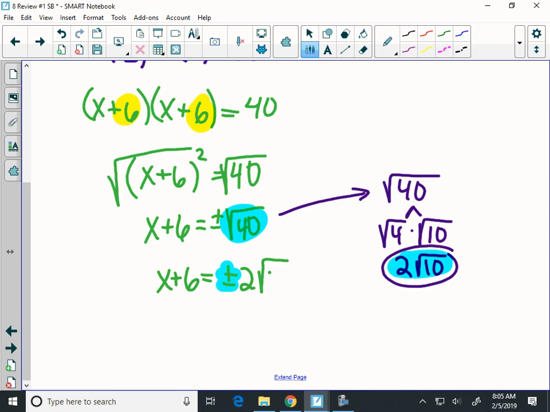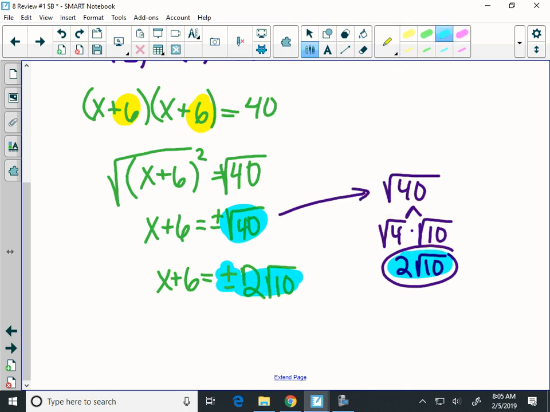So what you actually have here is x plus 6 equals plus or minus 2 radical 10, right? Ooh, I didn't need to do that. That's a highlight. All right, we're having trouble writing this one today. All right, there we go. So those are all equal.